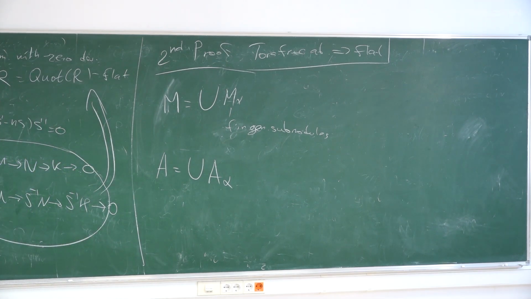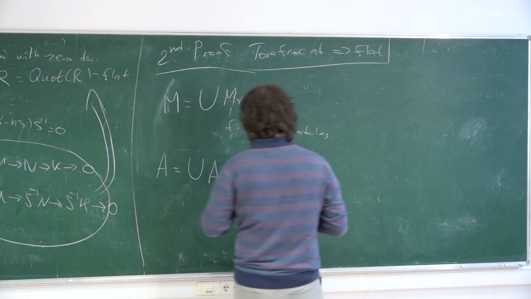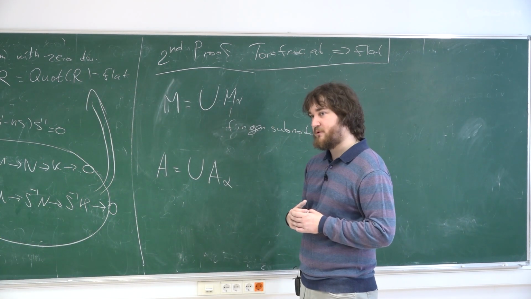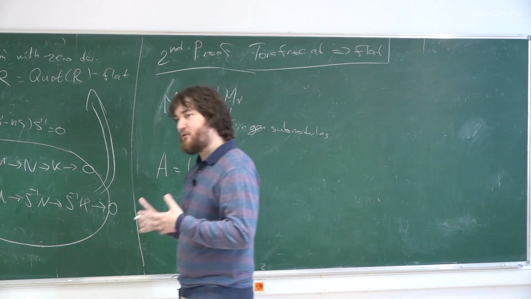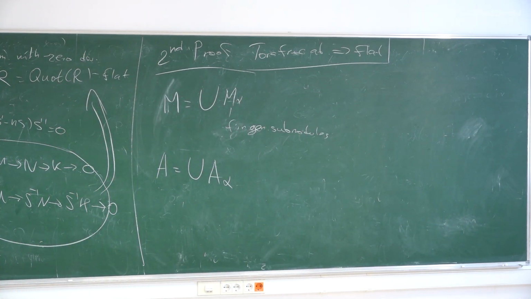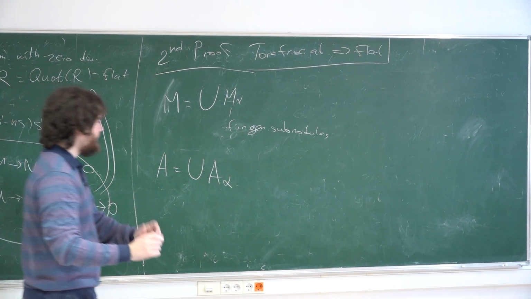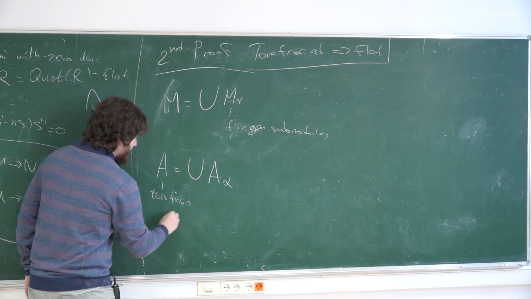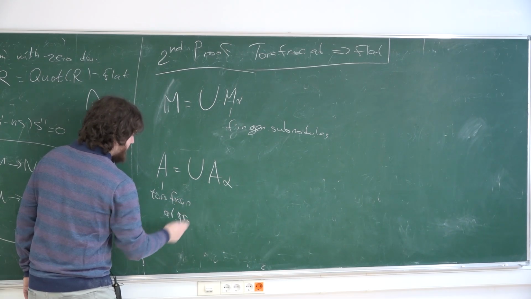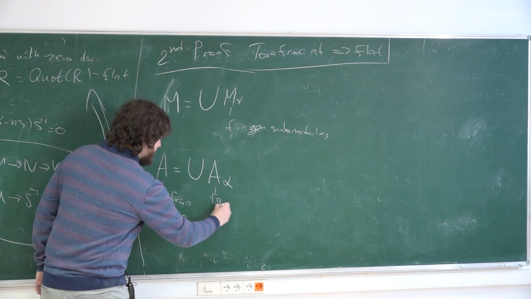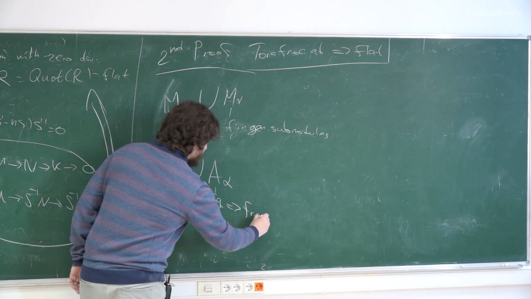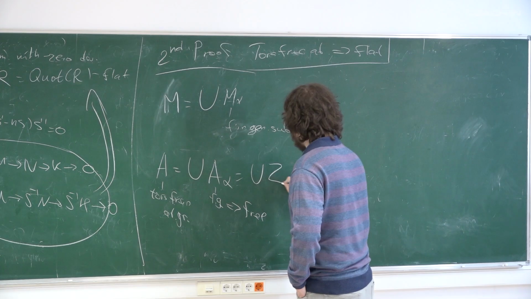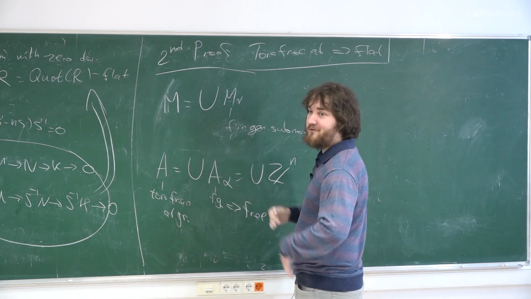If A is torsion-free, then it's a union of finitely generated torsion-free abelian groups. And what are finitely generated torsion-free abelian groups? They are free abelian groups, because a finitely generated abelian group has a torsion part and a free part. So if it's torsion-free and finitely generated, then it's free. So it's a union of free subgroups.